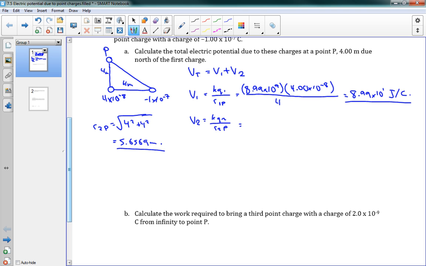Okay, so we can fill in our numbers now. We've got 8.99 times 10 to the 9. And we have our new charge, negative 1.00 times 10 to the negative 7. Divide that all by our new distance here, 5.6569. And that gives us negative 1.5892 joules per coulomb.